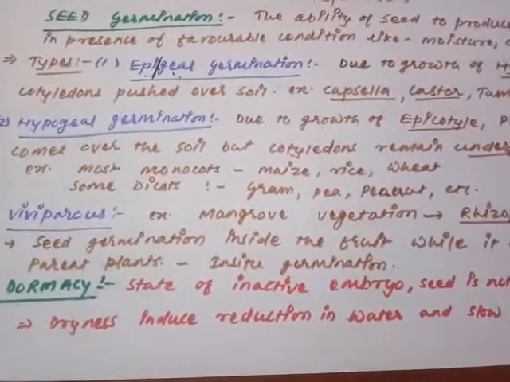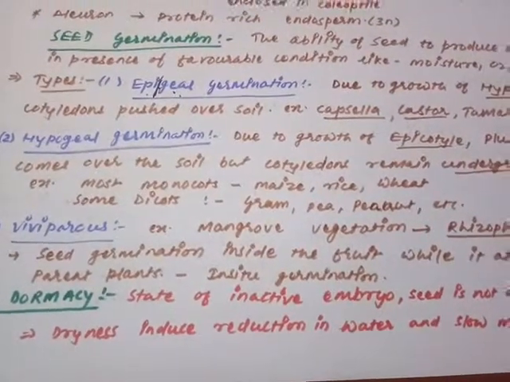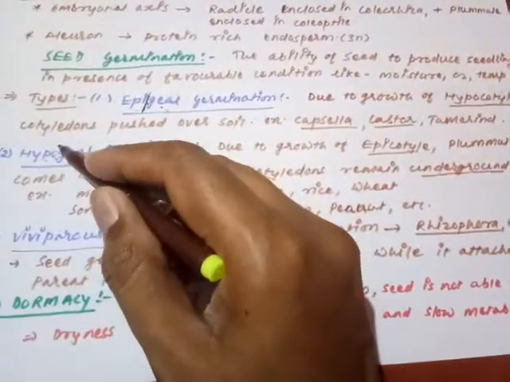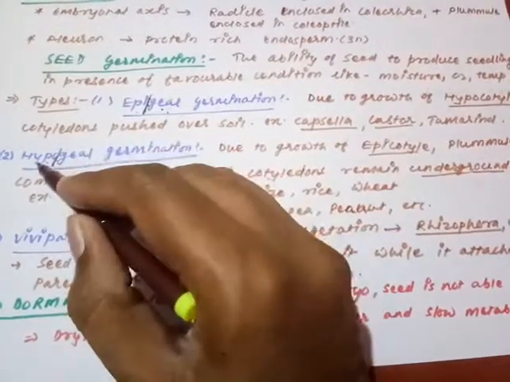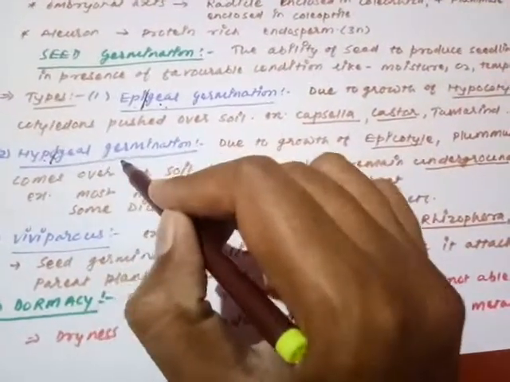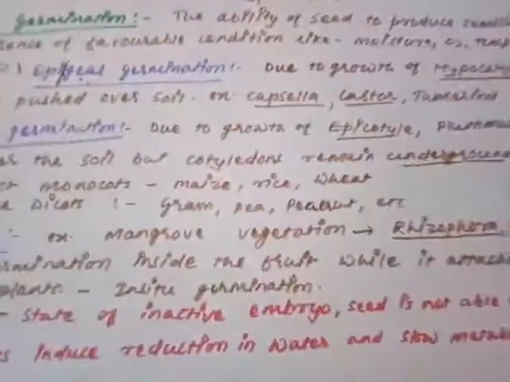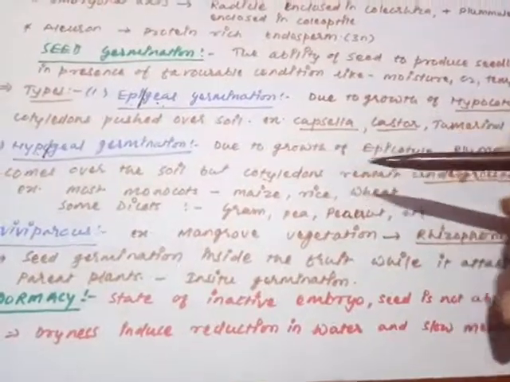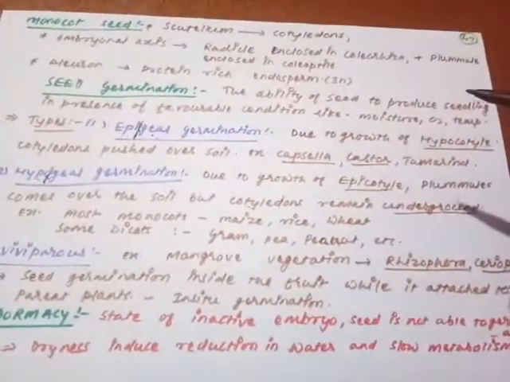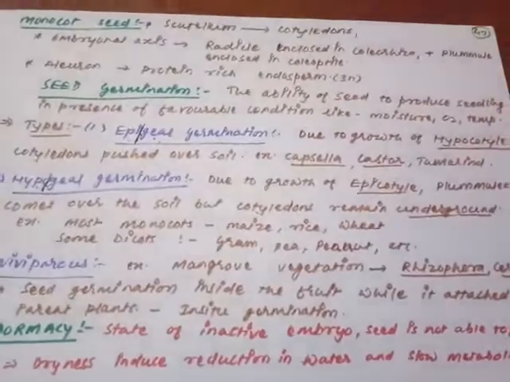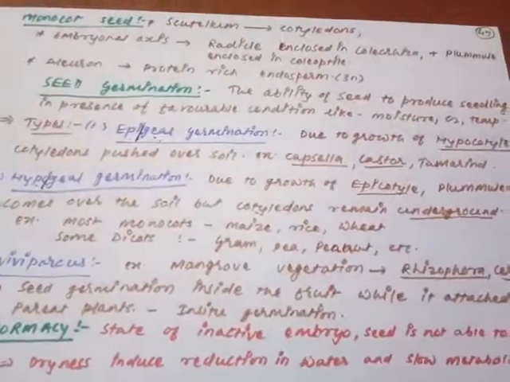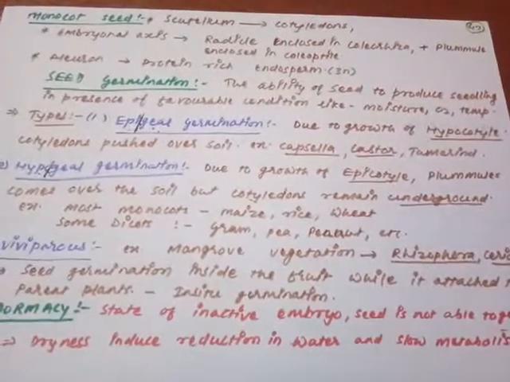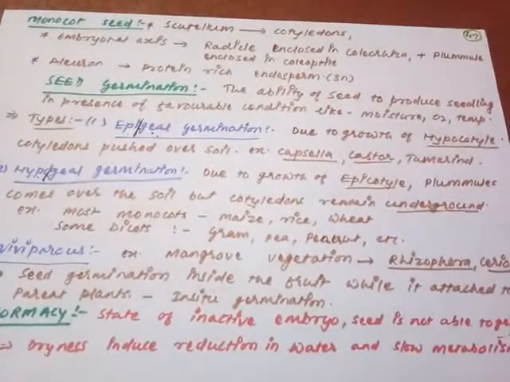Now the next type of germination is called hypogeal germination. This is vice versa to the previous one: hypo to epi. Hypo means below, gea means soil. So once again we are just breaking it down: hypogeal, below the soil germination. Whenever hypogeal germination occurs, due to the growth of the epicotyl, the plumule comes over the soil, but the cotyledon remains inside the soil, underground.